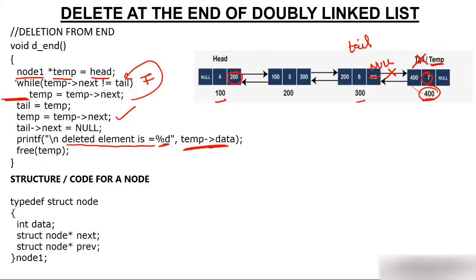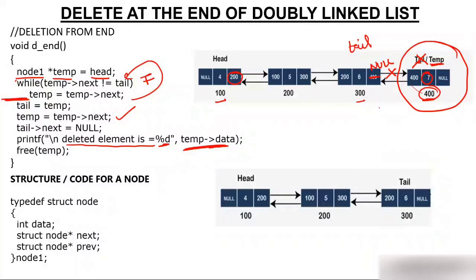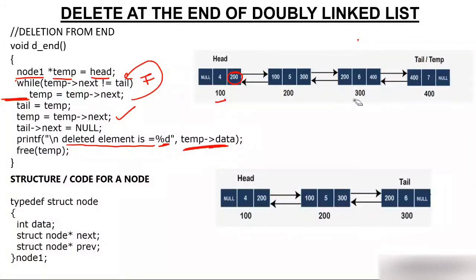What does free temp mean? I'll destroy this memory. So finally I am left with this. So this is the complicated coding of deleting a node at the end of a doubly linked list. But I can make it simpler. Why? I need not use this while loop and initializing with head and all. It's all unnecessary.